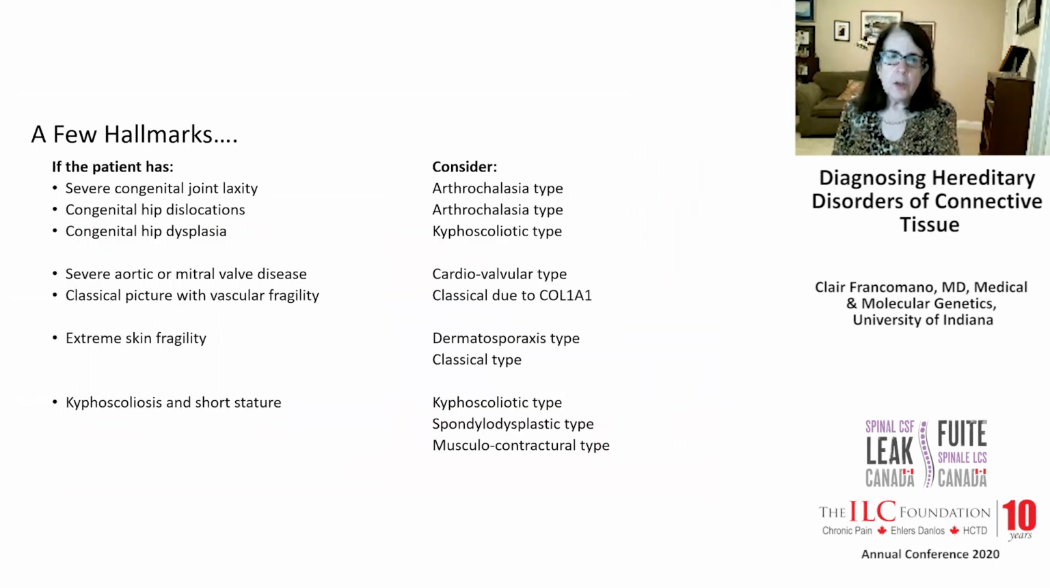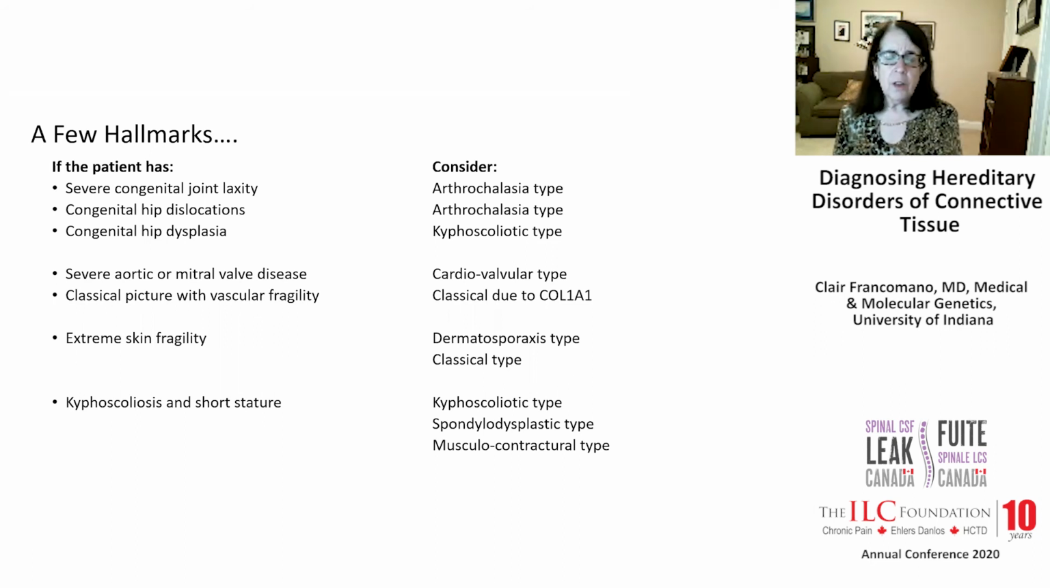So, a few hallmarks when you're looking at somebody who has joint hypermobility and you're wondering which type. Is this the hypermobile type, or should we be looking more deeply for one of the other rarer types? If you're seeing the really extreme congenital joint laxity, the arthrochalasia type is under consideration. With congenital hip dislocations, we would also think about the arthrochalasia type. Congenital hip dysplasia is more common in the kyphoscoliotic type.